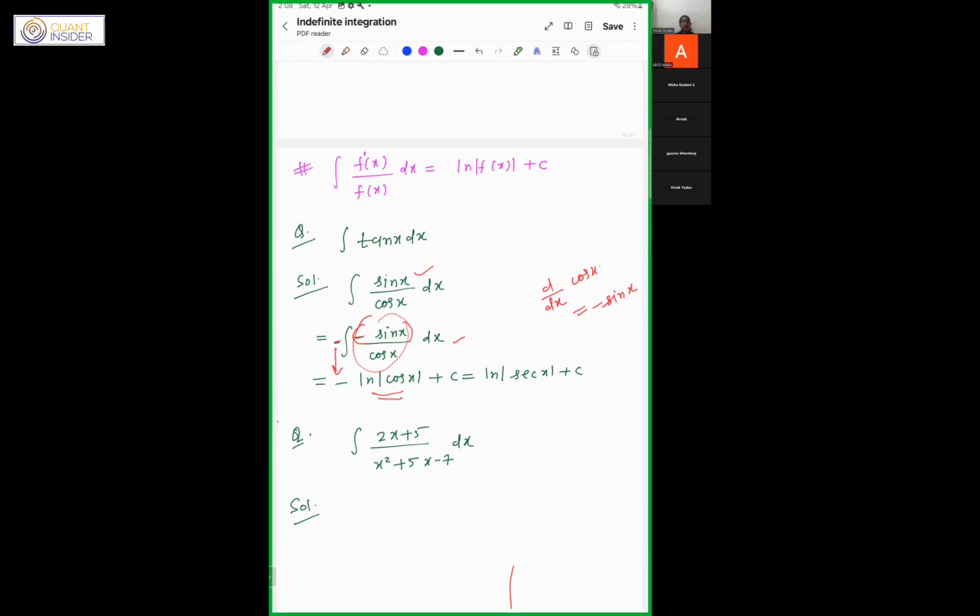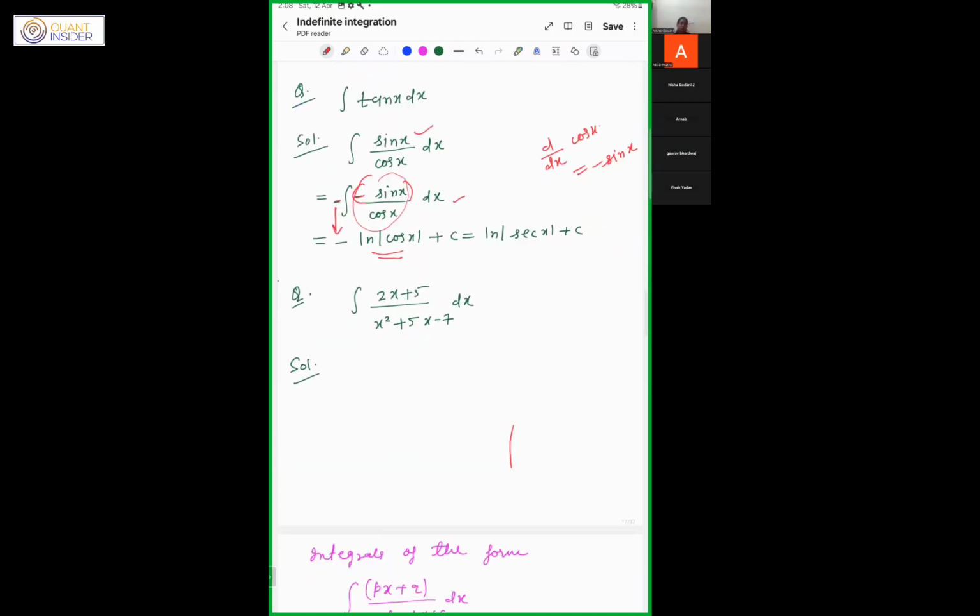So whenever you have a function in the denominator such that its derivative is present in the numerator, keep in mind that the integration of the whole rational function will be the log of the function in the denominator. And since we are talking about the log function, that is why the modulus sign is there. Whenever you are dealing with log, you will put a modulus sign.